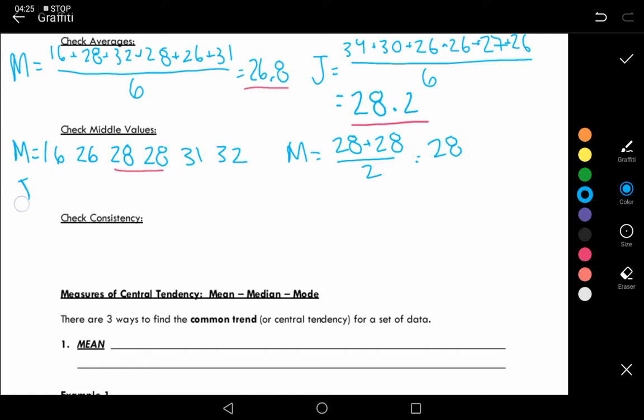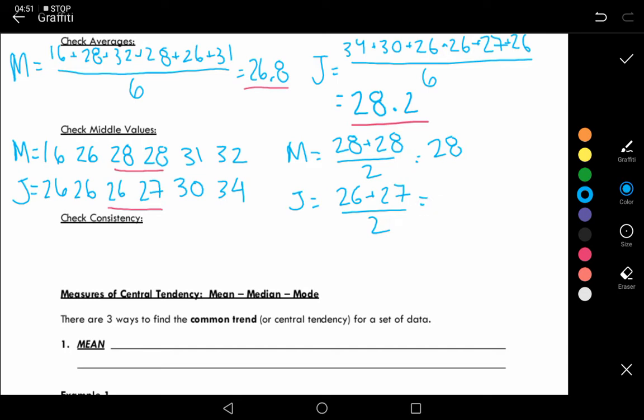For Jordan, we're going to do the same thing. We're going to list out his sales in order. So his lowest is 26, 26, 26, 26, 27, 30, and 34. Same thing, because we have 6 values here, in order to find the middle, we need to take the average of those 2 numbers. So for Jordan, we're taking 26 plus 27 and dividing that by 2, and that gives us 26.5. So the middle amount that Jordan sells is 26.5.